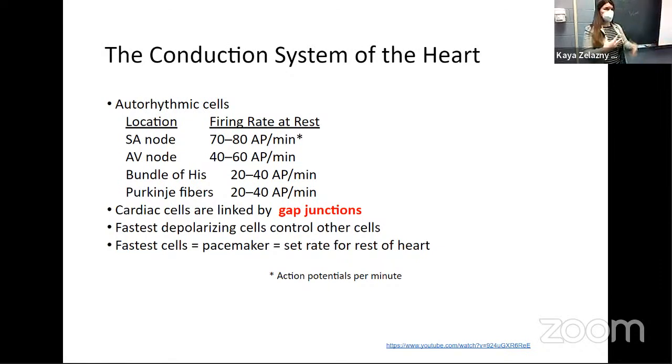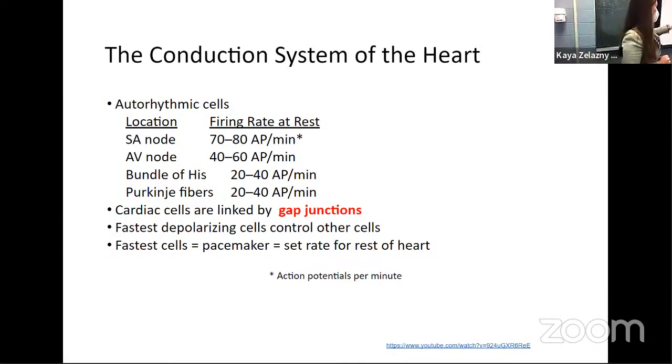Next, our first backup plan is our atrioventricular node. It's firing at a rate of 40 to 60 action potentials per minute. So if your sinoatrial node stops firing for some reason, your heartbeat would slow, but it would keep beating because of this AV node. And then we have two more backup plans. Our conduction fibers could take over the heartbeat, but they're even slower. That's what's going on with the bundle of His and the Pacemaker fibers.